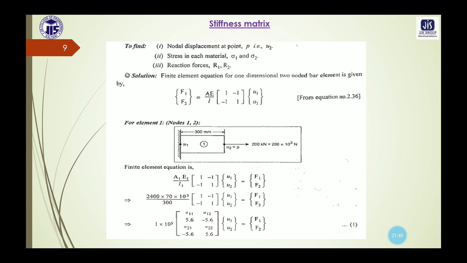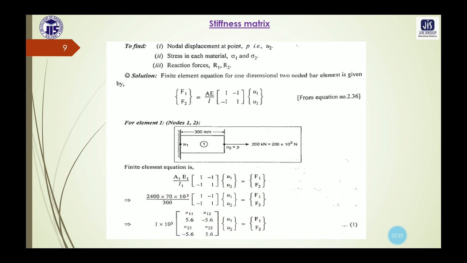That formula is the column matrix F1 F2 equals the stiffness matrix A E by L multiplied by the symmetric matrix 1 minus 1 minus 1 1 and multiplied by the column matrix U1 and U2. Now if we consider the first element of this given diagram, then we can see that U1 is 0 here and U2 is given as 100 kilonewton. The length of this element is 300 millimeter. Area is given, Young's modulus is given.